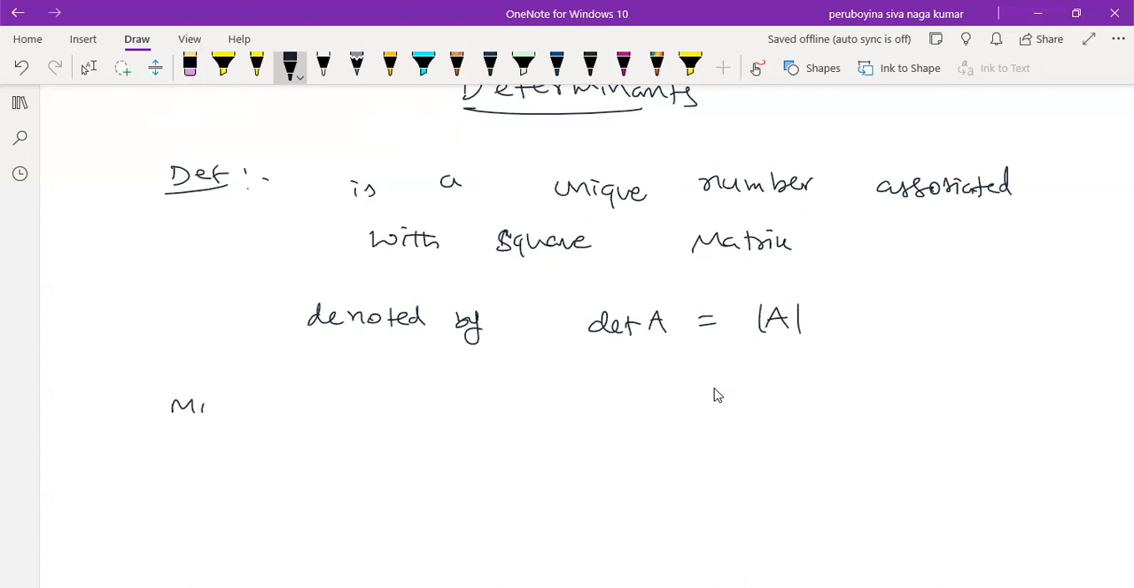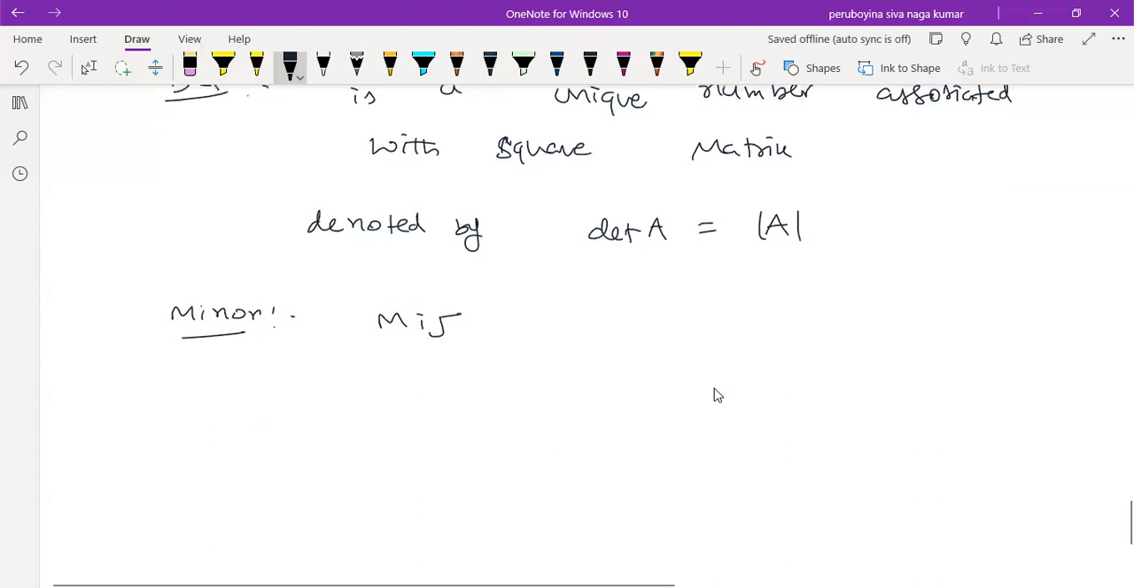Here you have to learn minor. What is a minor? Minor is a determinant of order n minus 1. It is denoted by Mij. That means minor will be calculated by deleting the row and column of the particular element.